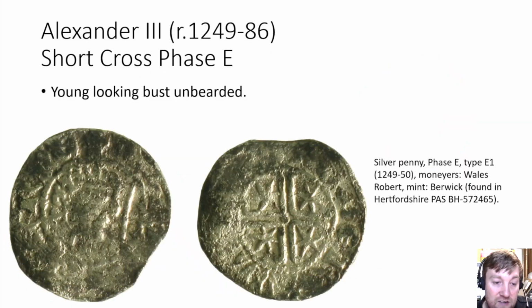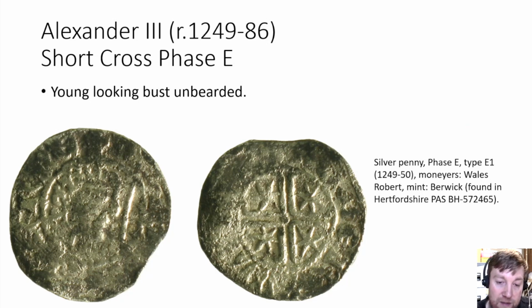When Alexander II died, he was succeeded by his young son, Alexander III. And the very final phase, Phase E, depicts this child king, Alexander III, with a young beardless bust. Unfortunately, this image is not great. The Phase E coins are probably one of the rarest of the short cross and stars coinage, and when they do come up from the archaeological record, they're not often in the greatest condition. The mint for this example was Berwick.